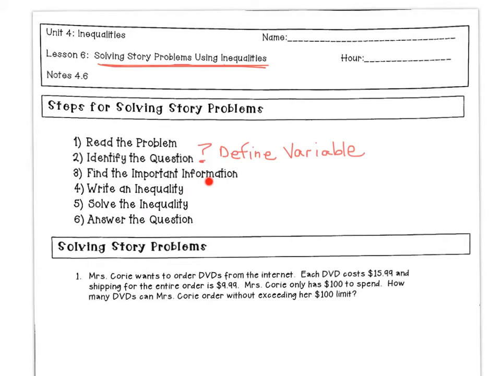Number 3, find the important information. That kind of goes along with reading it. Make sure you read and understand, and you know what's important and what you need to use to figure out the answer. Number 4, write an inequality. We're using inequalities now. That's when you're going to translate the problem into math code, so you're going to have to write that down. Inequalities are symbols like is less than, is greater than, is less than or equal to, is greater than or equal to, and even the symbol for not equal to.